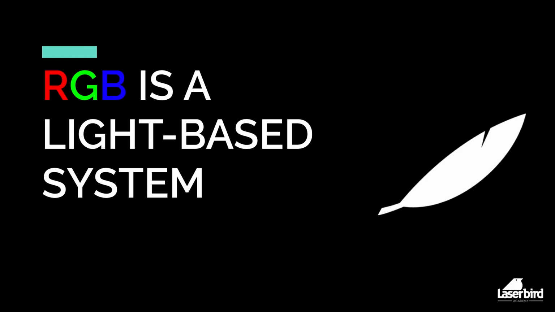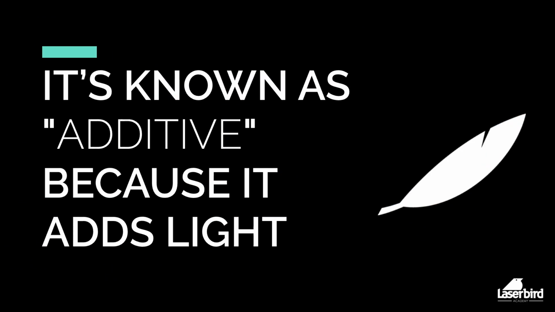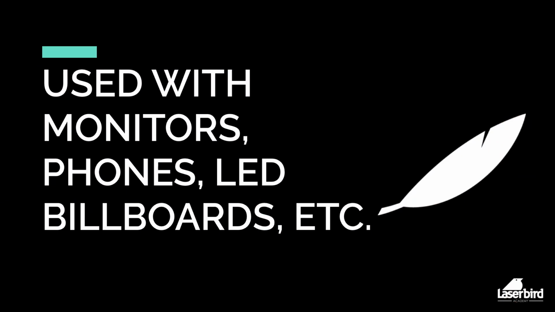RGB is a light-based system, and it's known as additive because the various colors will combine to add light. And we use this with monitors, phones, LED billboards, and so forth. Basically anything that is light emitting and produces colors, we are using RGB.